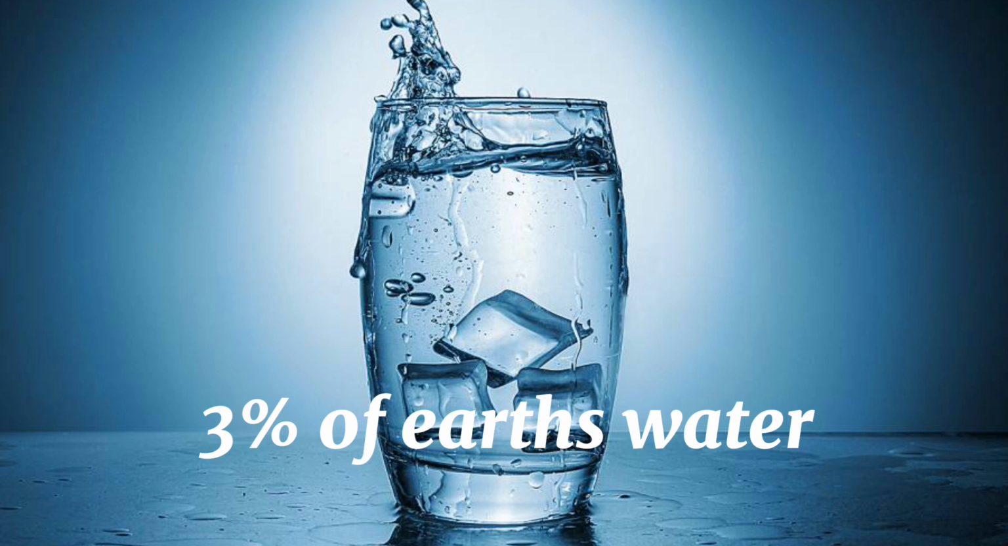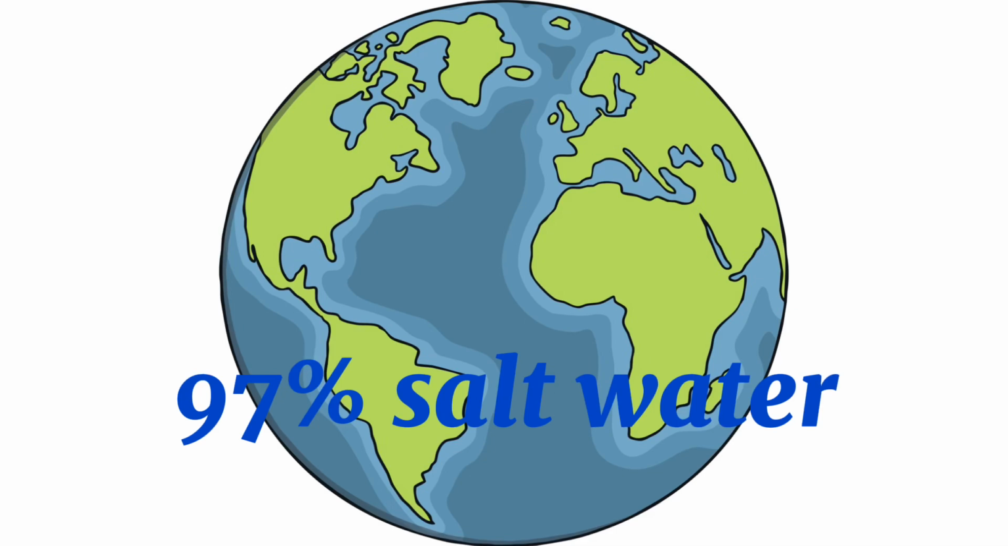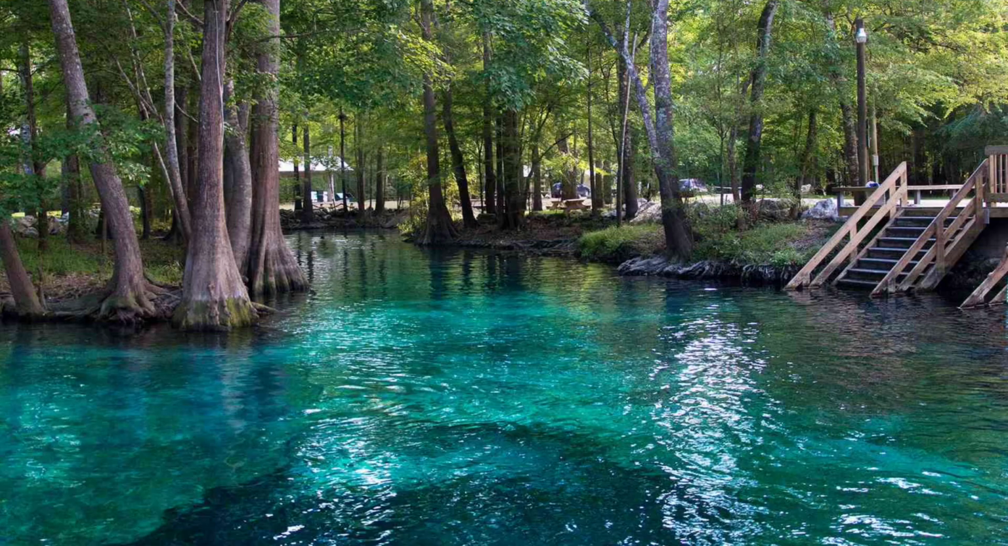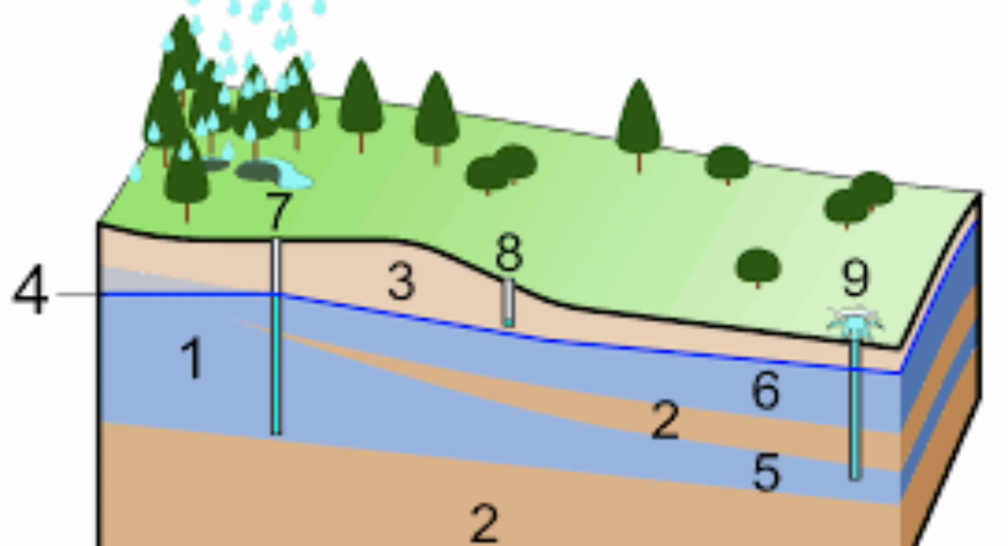The Earth is covered with water, but we can't drink all of it. Most of the Earth's water isn't fresh and isn't good for humans. The water we drink comes from rivers, streams, lakes, springs, and groundwater.